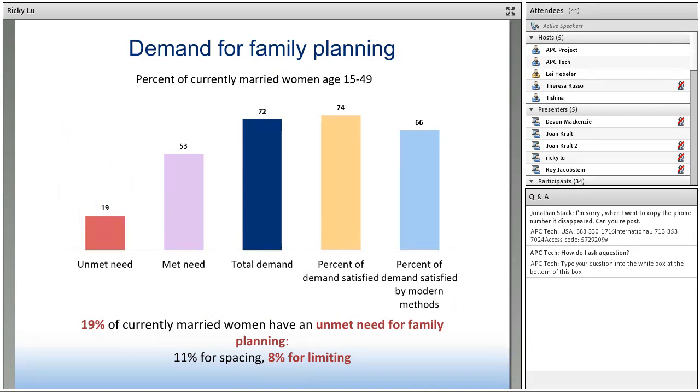So the demand for family planning in Rwanda is that there is currently estimated around 19% of currently married women who have an unmet need for family planning, and it's split between spacing and limiting, with about 11% wanting another pregnancy but spacing it, and around 8% wanting to limit.